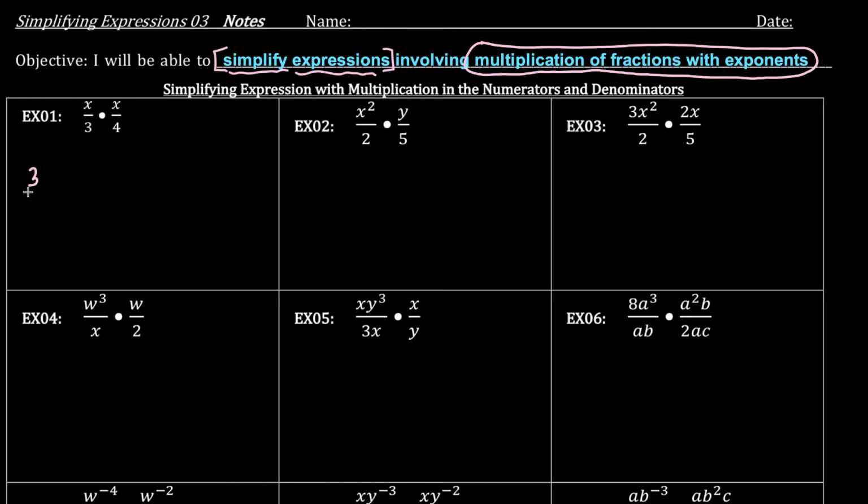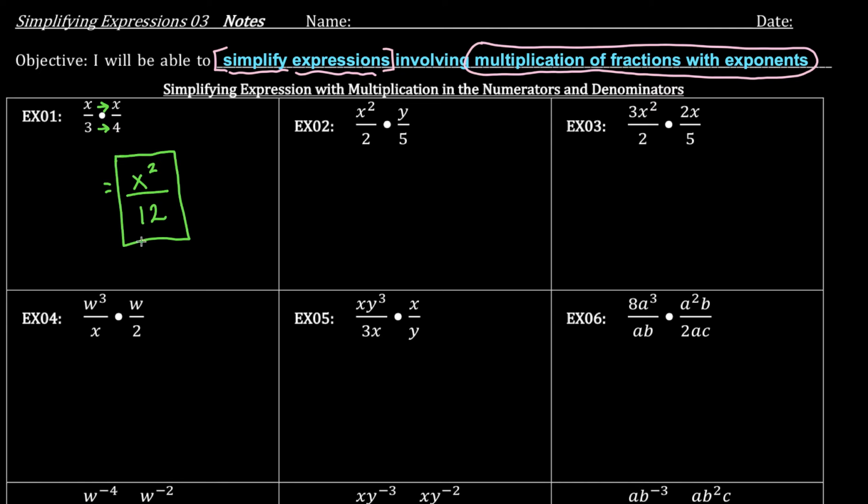Remember, if you ever have a fraction like 3 over 4 times 1/2, you just multiply across: 3 over 8. So you do the same thing right here. You would do x times x, and 3 times 4. X times x is x squared. 3 times 4 is 12. Can't reduce anything. Can't simplify any further.